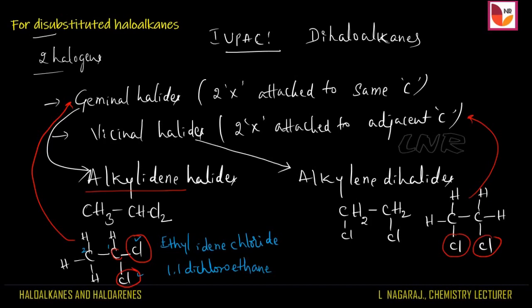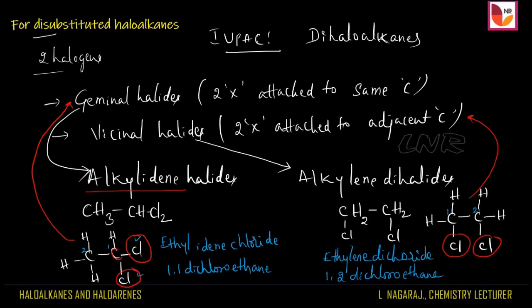Vicinal dihalides are represented as alkylene dihalides. It contains two carbon atoms, so it is written as ethylene dichloride. In the IUPAC system, the first and second carbon contain halogen atoms, so the position of the halogen atoms is represented as 1,2 dichloro, and the root word is eth, and between the carbon atoms it contains single bonds, so it is represented as ane.